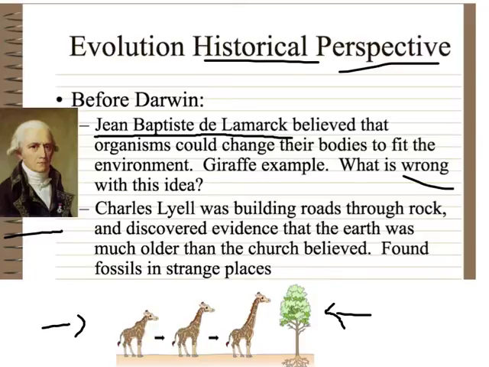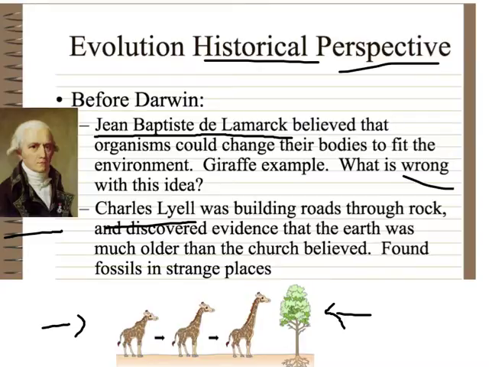There was also a guy named Charles Lyell, and Lyell was building railroads across Europe, and therefore was having to contend with building railroads through mountain ranges. And if you're going to build a railroad through a mountain range, you're going to need to blow a tunnel through that mountain. And so he was doing demolition. He was doing a lot of exploding of rock. And as he was on his work site, he was kind of kicking around and noticed evidence that the earth was much older than the church believed.